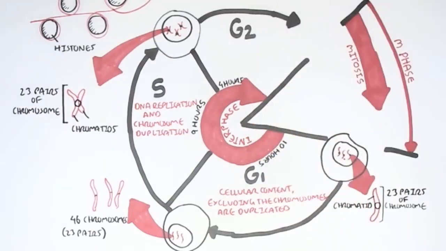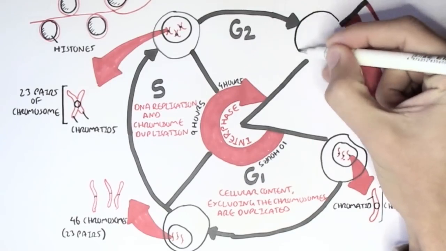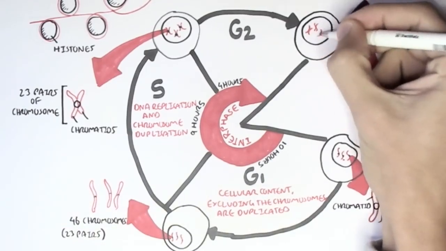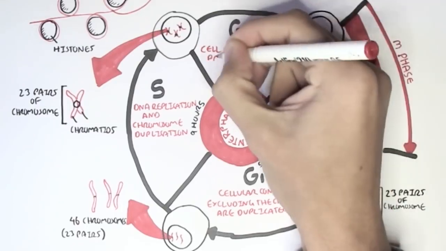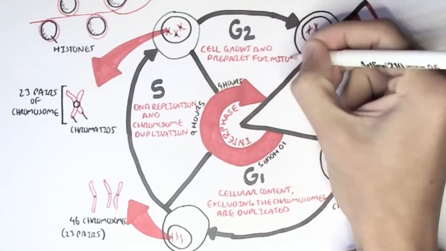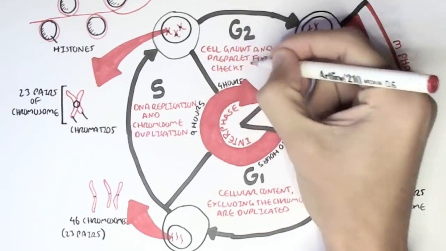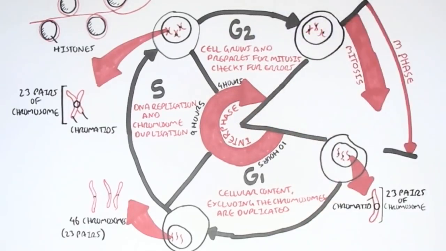Now, after the synthesis stage, the cell will go on to growth 2, which goes on for about 4 hours, and this is where the cell grows and prepares for mitosis. And it also checks for errors as well. Essentially, at the end of the G2 phase, the cell will still have 46 chromosomes and 92 chromatids. And then afterwards, this cell will enter the M phase.